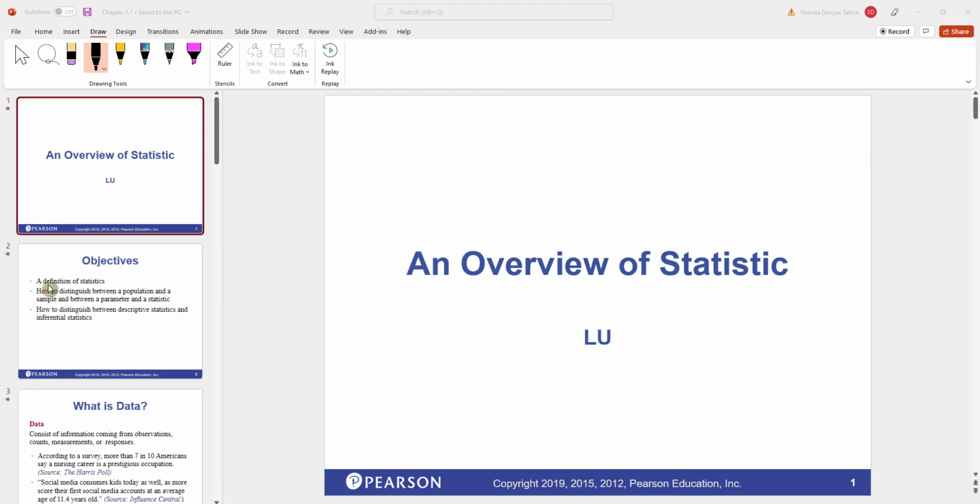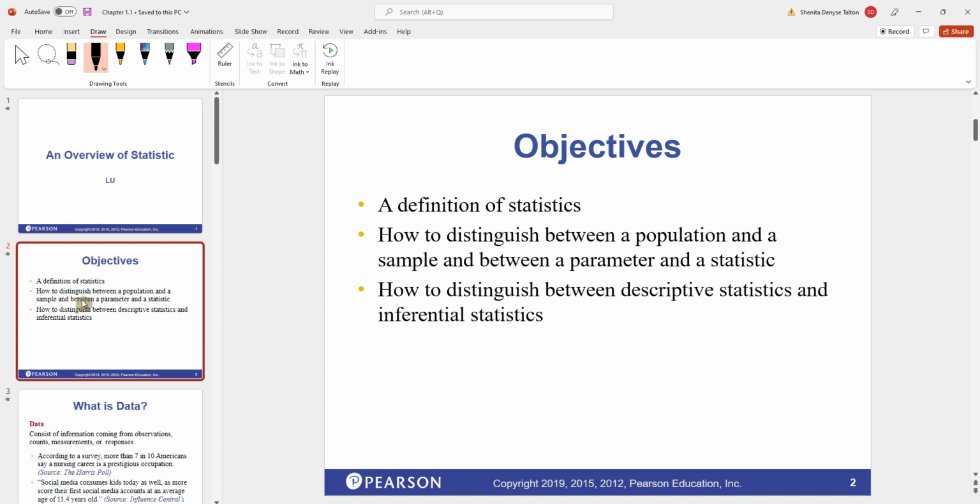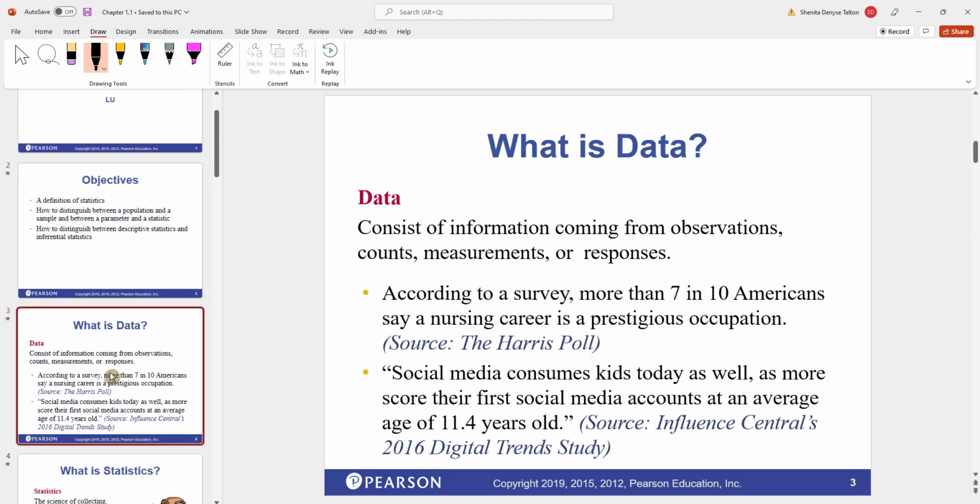In this section, we will talk about an overview of statistics. We will define statistics, how to distinguish between a population and a sample, and between a parameter and a statistic. And we also will talk about how to distinguish between descriptive statistics and inferential statistics.